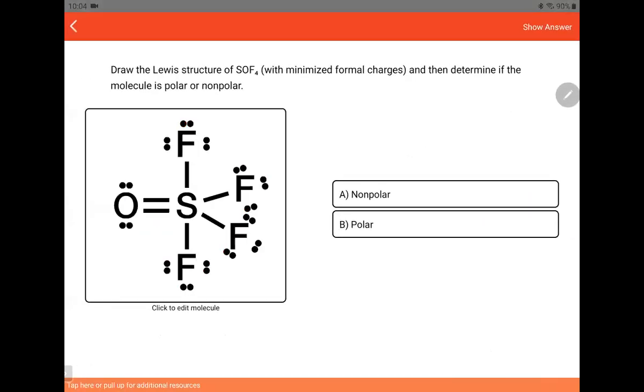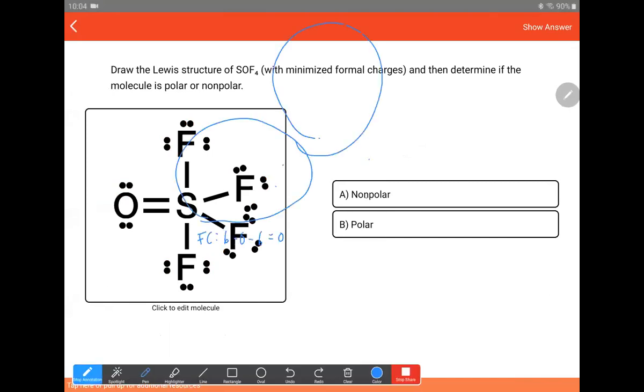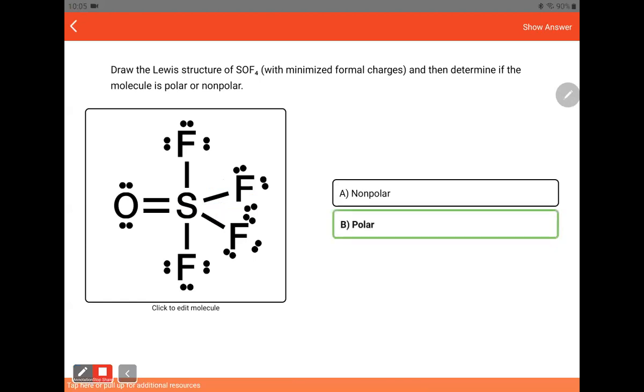Now let's think about, is this polar or non-polar, right? And so fluorines will always have a dipole, and since they're not all canceled out, they would be canceled out if this oxygen was a fluorine as well. We have this dipole kind of going probably in that direction somewhere. And fluorine's stronger than oxygen. So we're going to have a polar molecule.